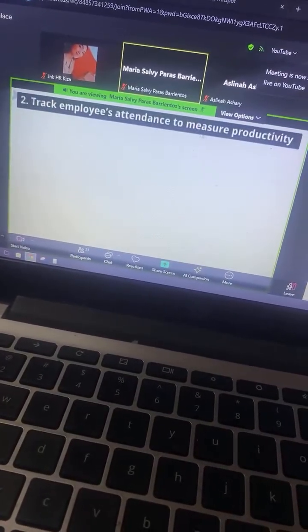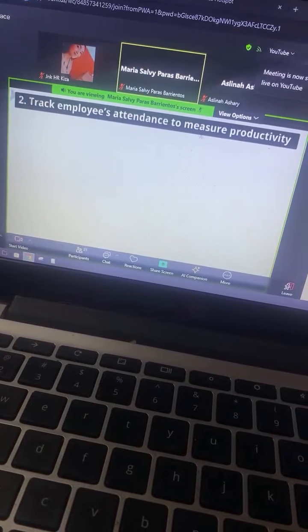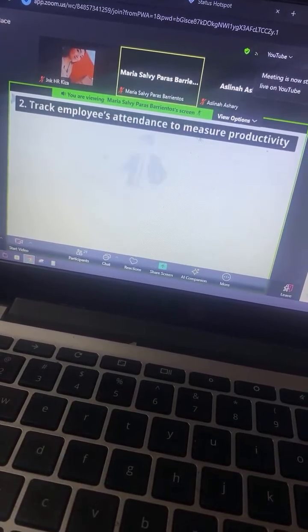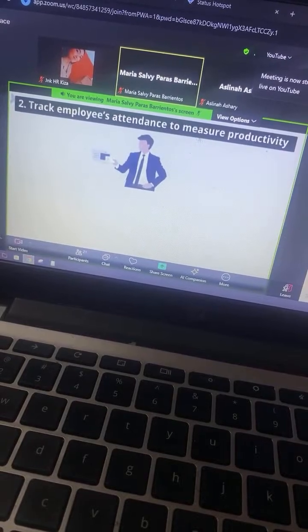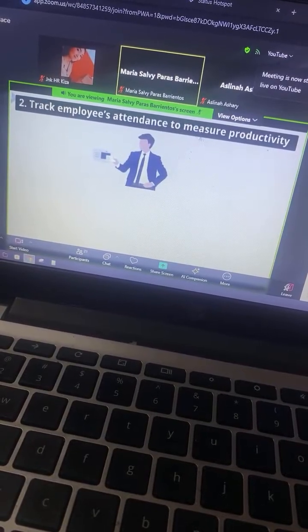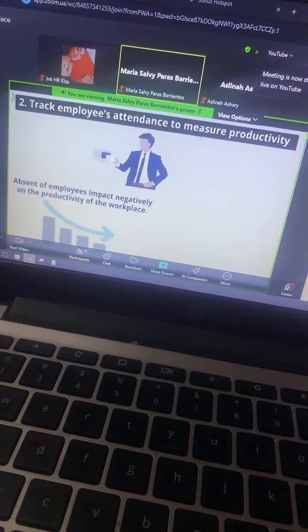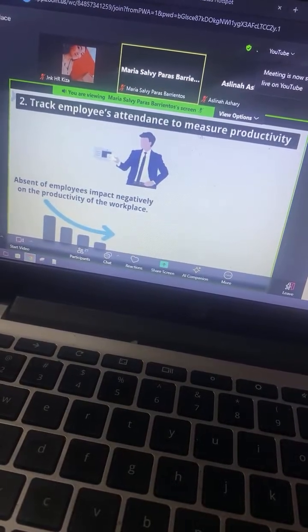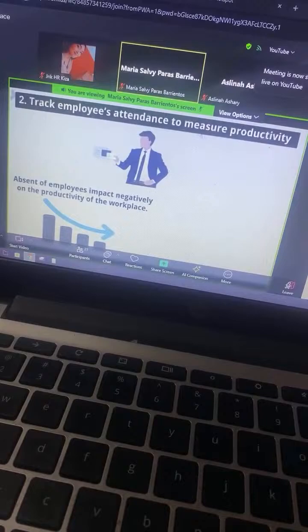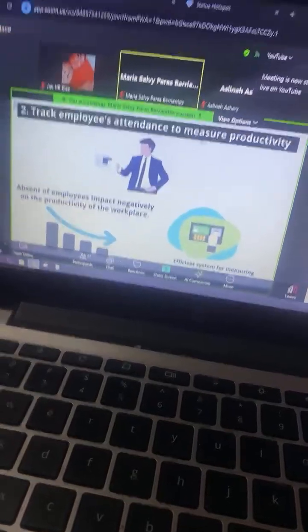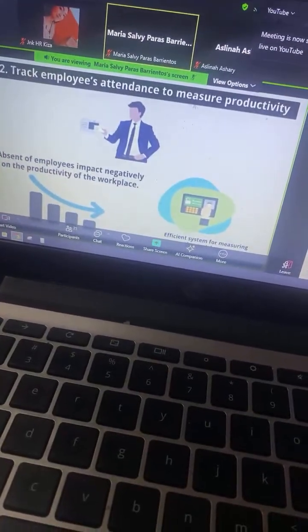Number 2. Track employees' attendance to measure productivity. Tracking employees' attendance is very important to measure productivity in the workplace. Absence of employees impacts negatively on the productivity of the workplace. So every company should have an efficient system for measuring the work hour.